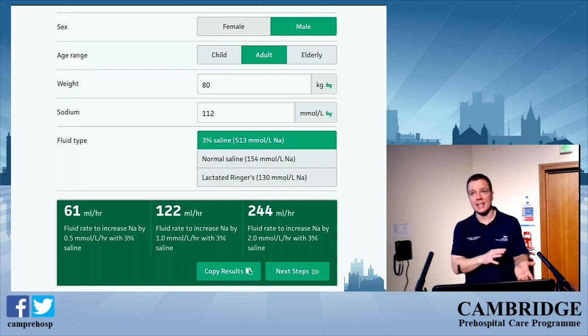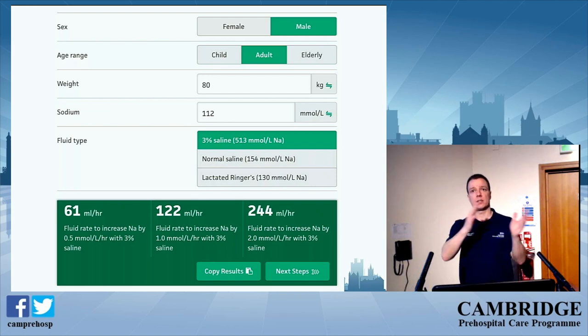And the risk of overdoing it is profound and irreversible neurological damage called central pontine myelinolysis. So they're patients that end up profoundly debilitated because of big osmotic switches in their sodium levels.